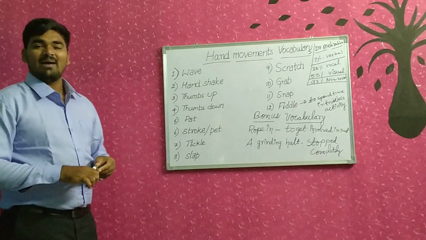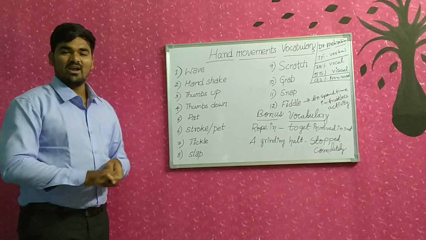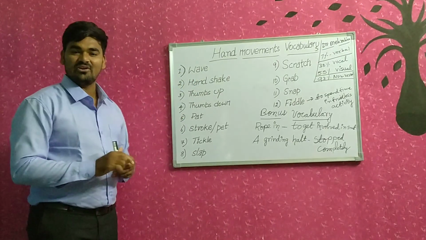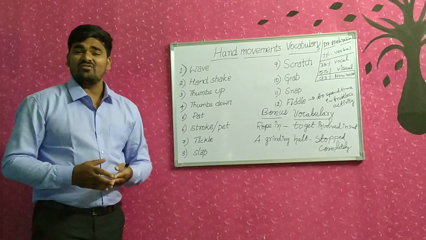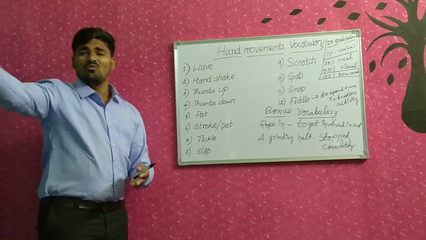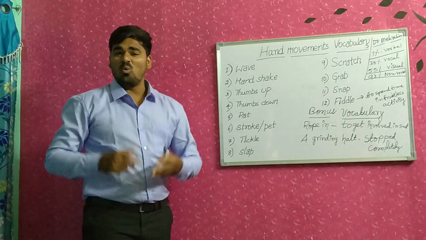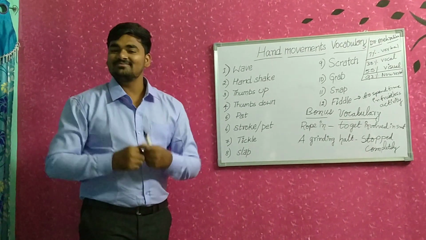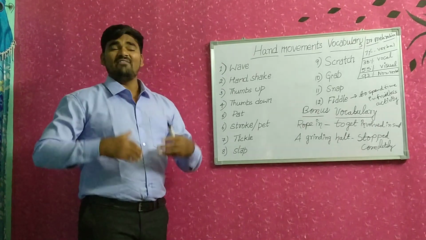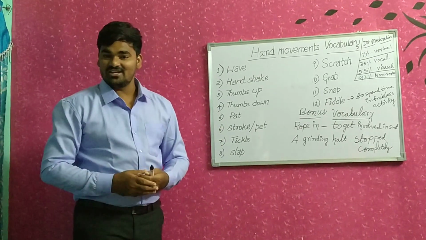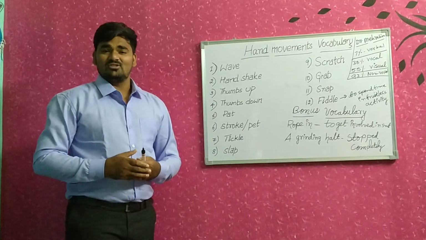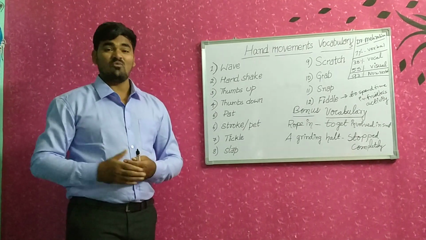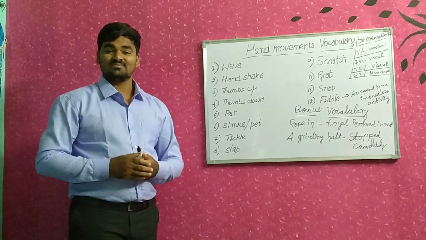What is the first vocabulary here? We have a first vocabulary here, wave. What do you mean by wave? This is called waving. Why do you wave? We wave at someone to greet, to say hi, hello, or to say bye.